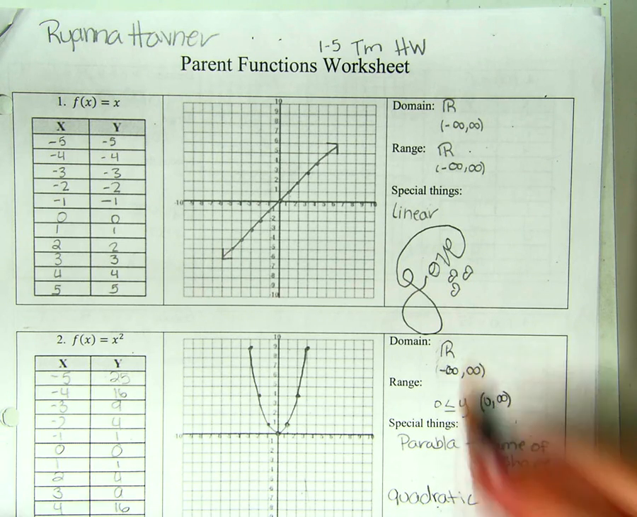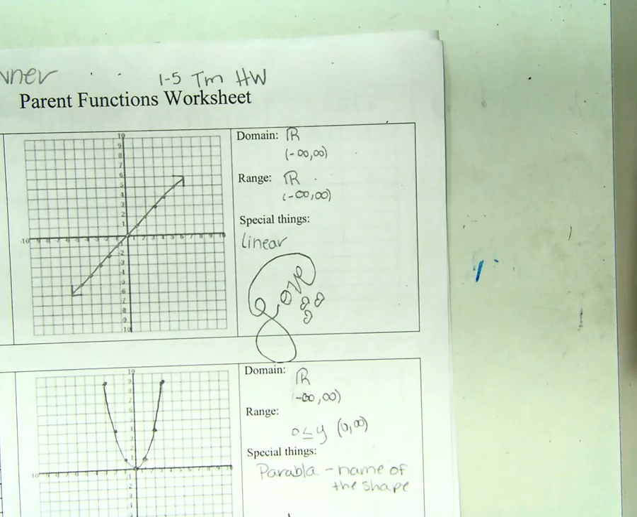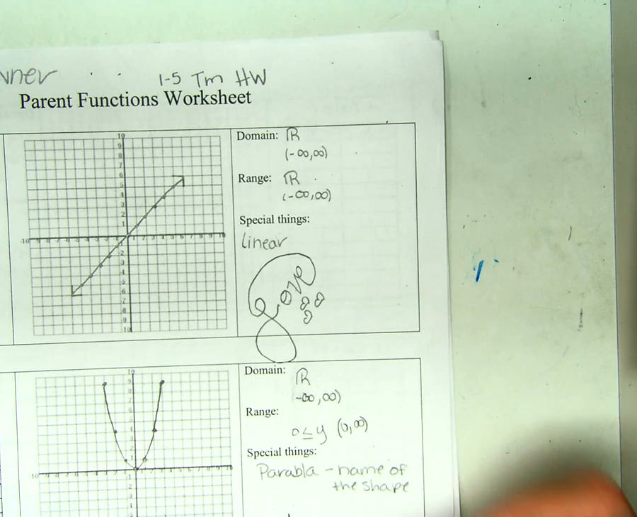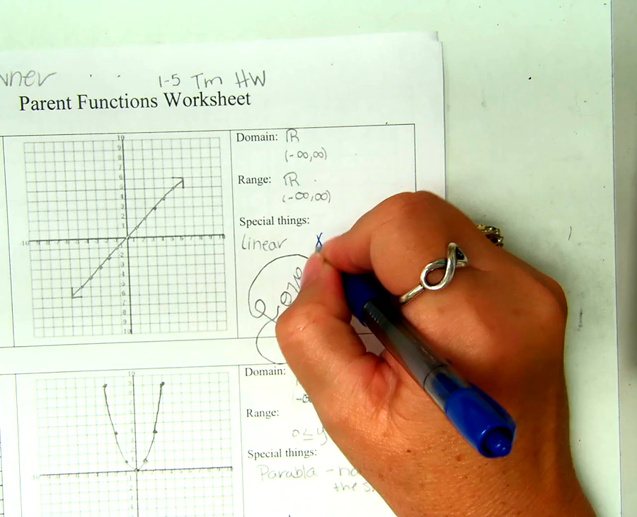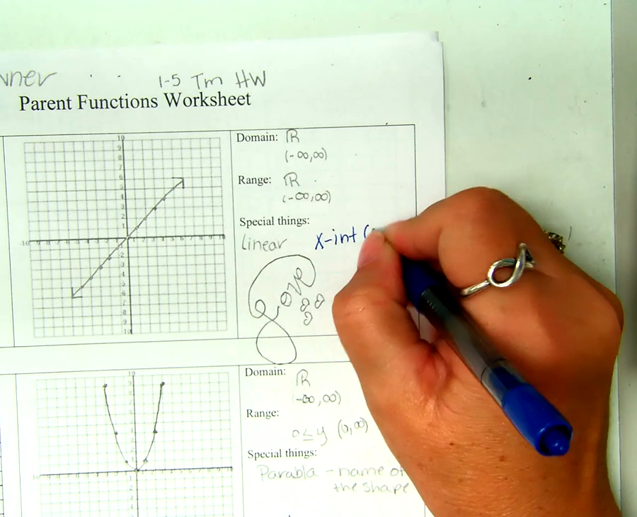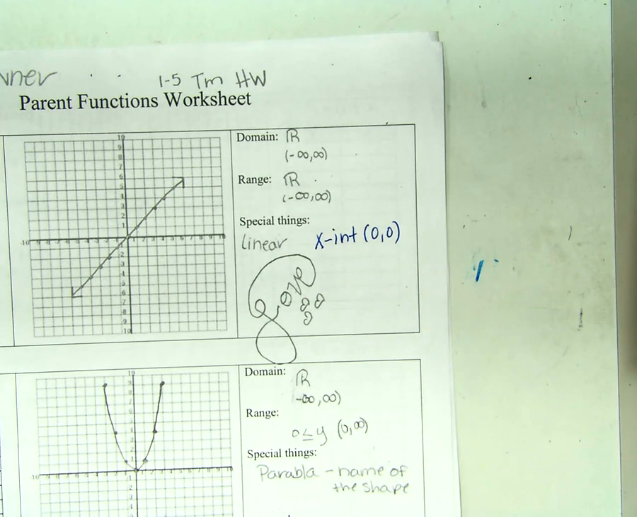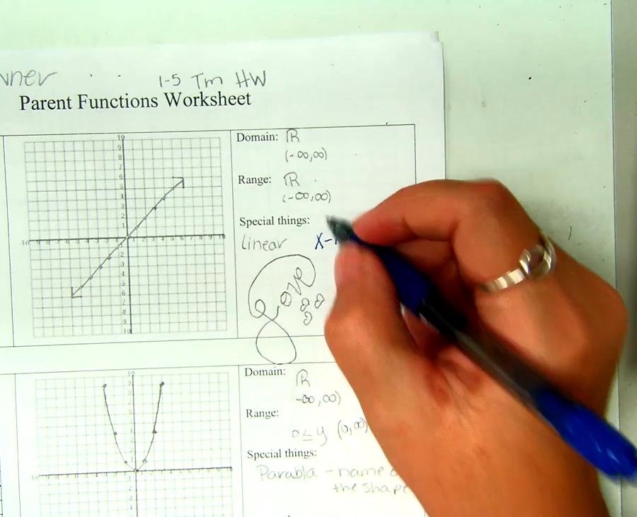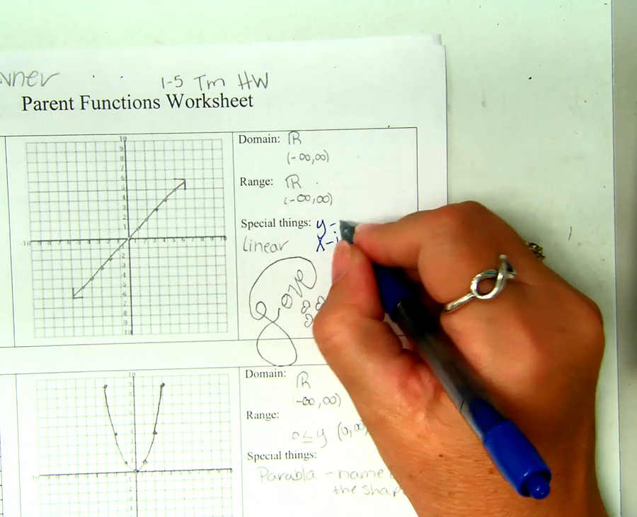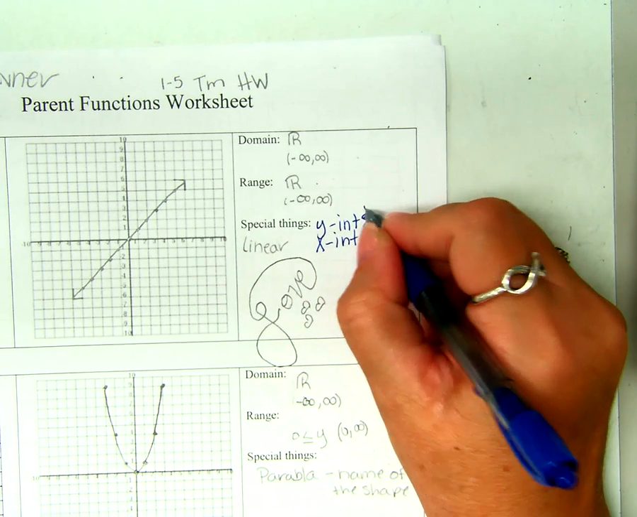All right? So if I ask, where's the x-intercept? Oh, I can't write in pencil. You can't see it. Where are we going to say our x-intercept is? Our x-intercept is at 0, 0. Where's our y-intercept? Wait, it's at the same place? Are you sure? Good. So the y-intercept and x-intercept are at 0, 0.